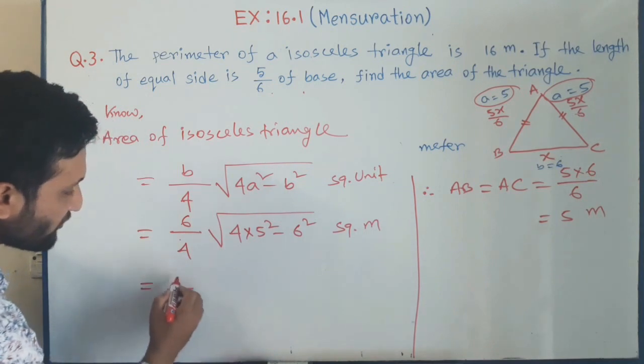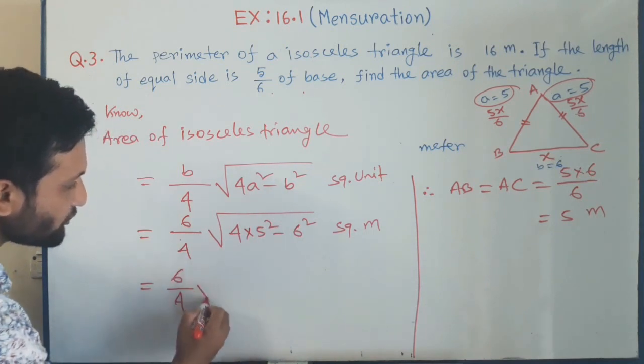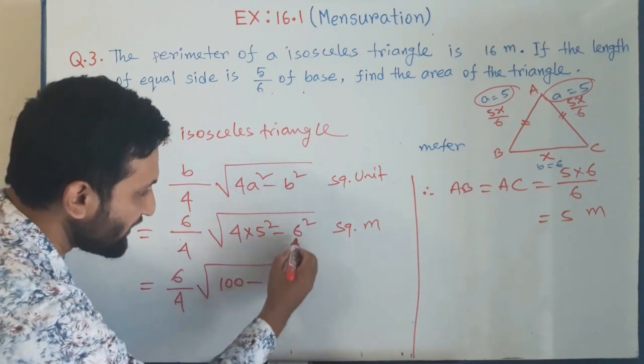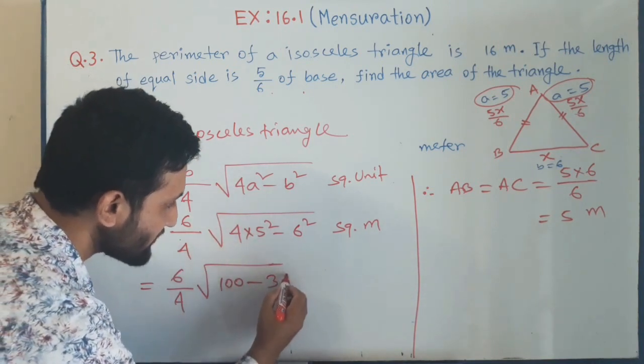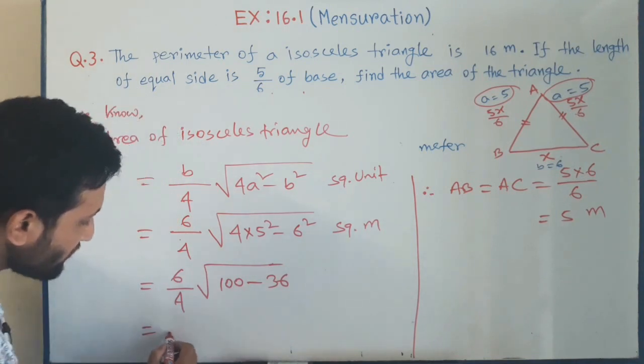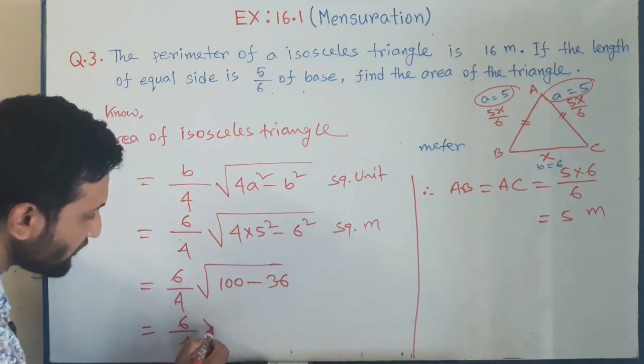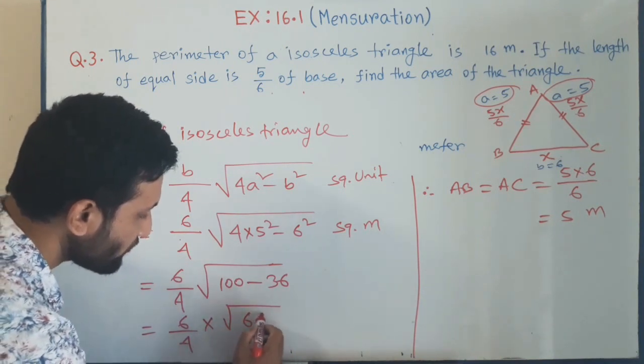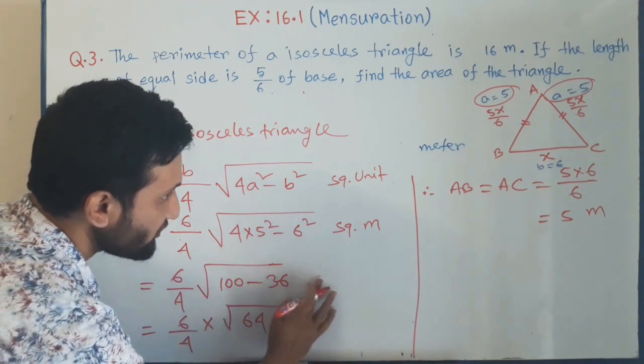Now by simple calculation, 6 by 4 into root of 4 into 5 square, that means 100, minus 6 square, that means 36. So 6 by 4 into root of 100 minus 36, that means 64, and the unit is square meter.